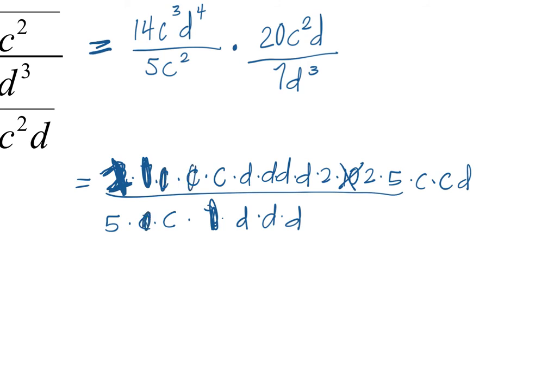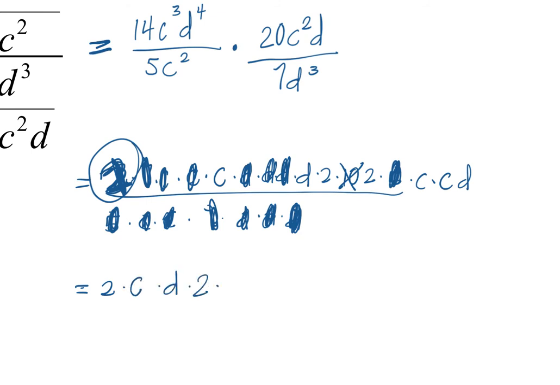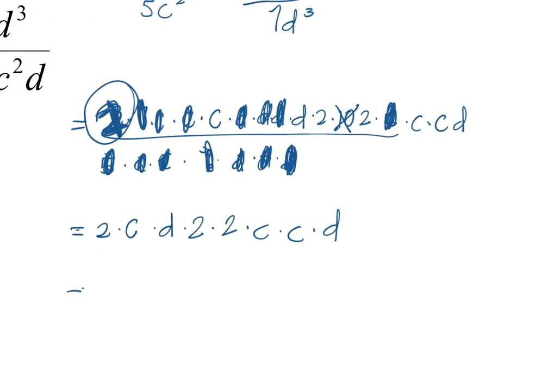A factor of c, a factor of c, a factor of d, another factor of d, another factor of d, the 5. So it looks like I'm not left with a denominator at all. I'm left with the 2 that I scratched out right here that shouldn't have been scratched out. c, d, 2, 2, c, c, d. So that is 8c cubed d squared.